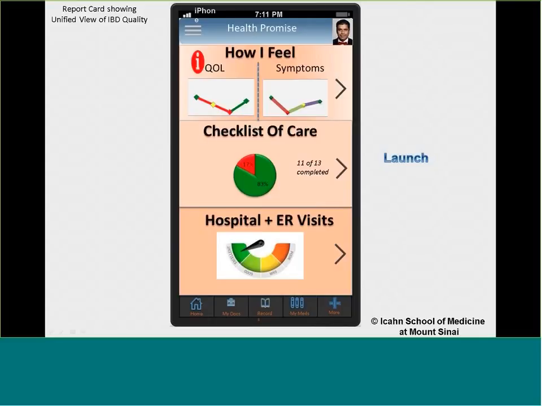But we can measure quality of life and symptom scores. We have a checklist of care, as we've spoken about already, and whether or not you're going to the hospital or having to go to the emergency room, which we'd prefer to avoid, certainly. But this is, I'm sure, somewhat familiar to you, and measuring all of these things is how we can determine how we're doing.